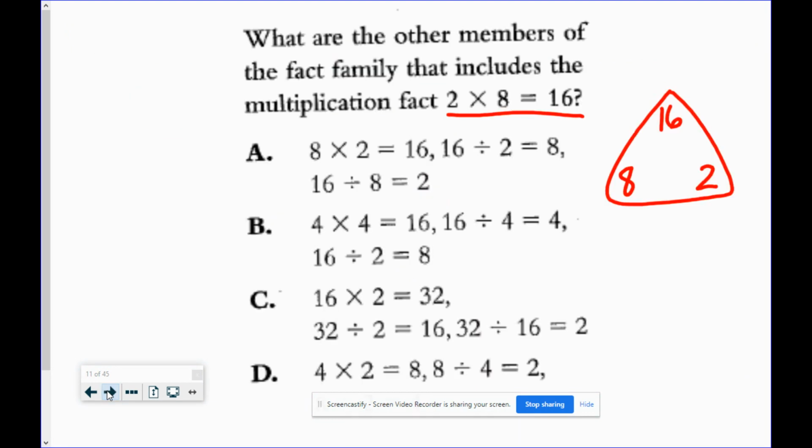What are the other members of the fact family that includes the multiplication fact 2 times 8 equals 16? Well, we made a fact family triangle right here. And you're looking for the other sentences that also include 2, 8, and 16. See if you can figure out what the answer choice should be, A, B, C, or D.